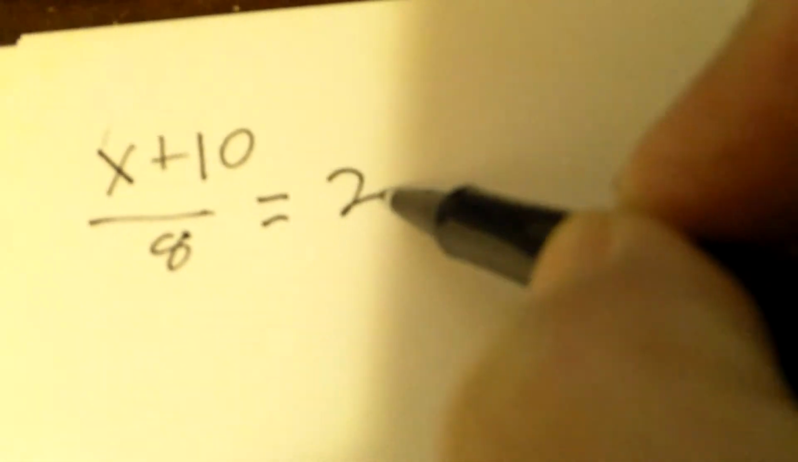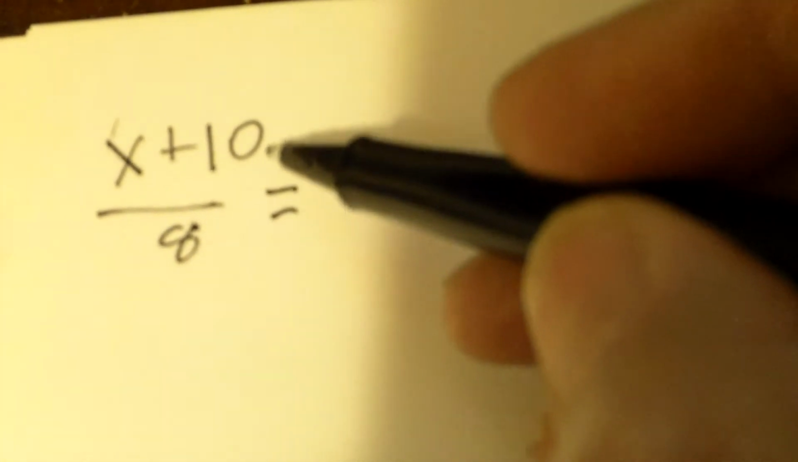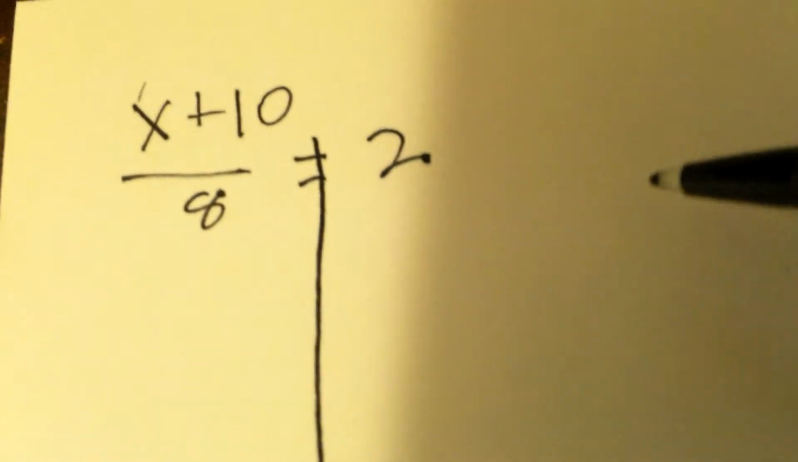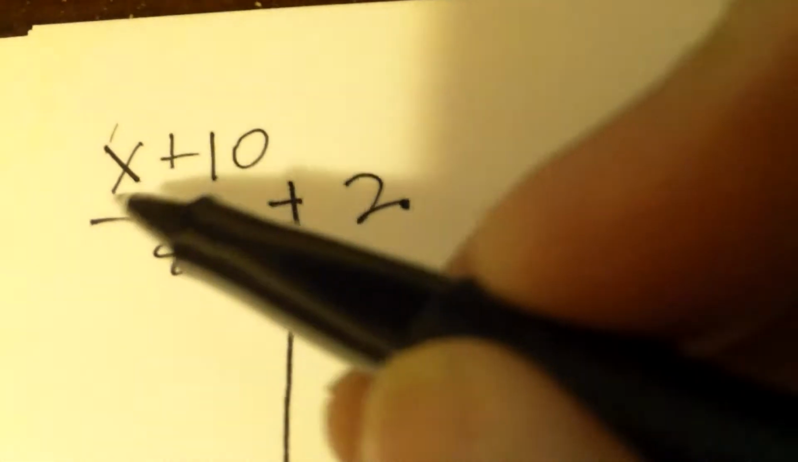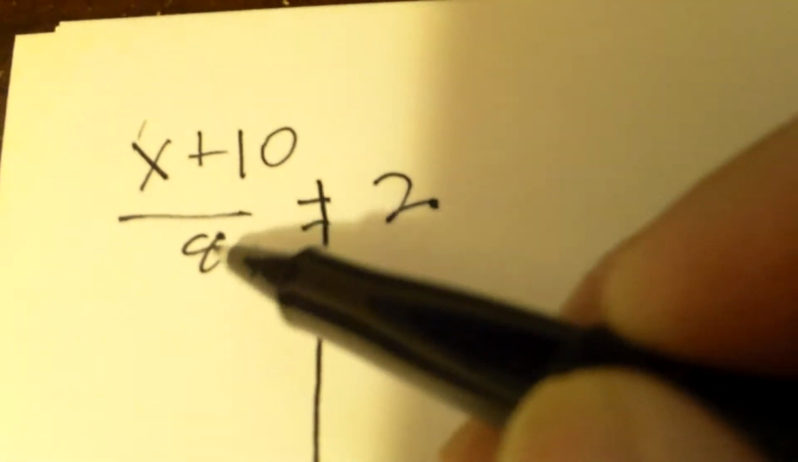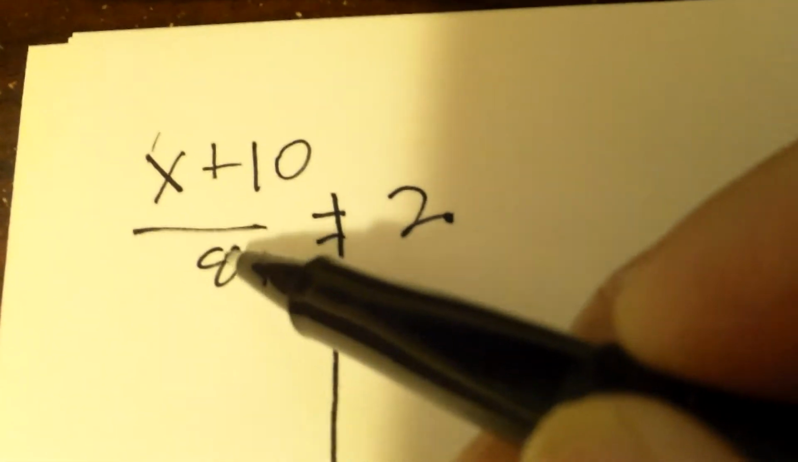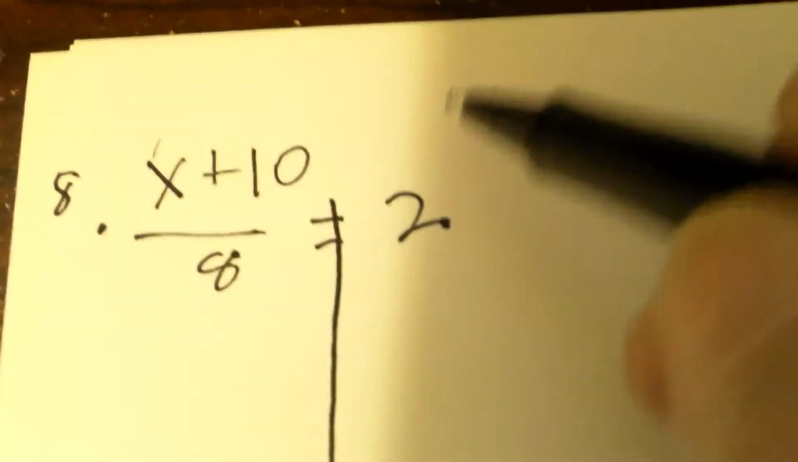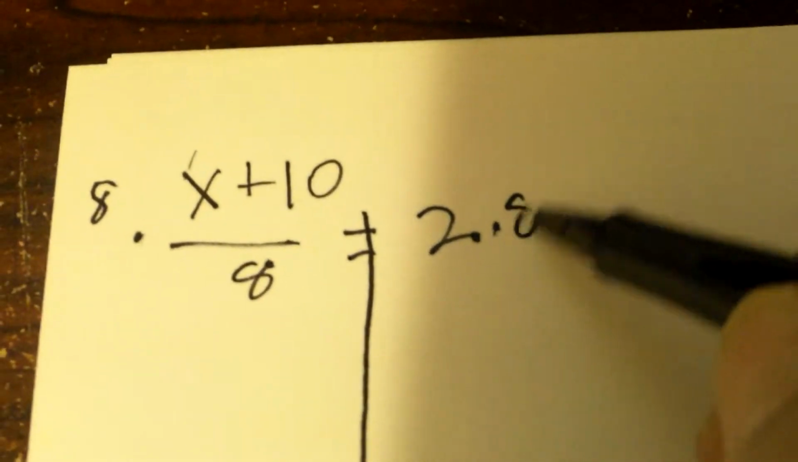Okay, number 1 is (x plus 10) over 8 equals 2. And we want to solve this. So I'm going to put a line down here, and I notice this is a fraction, and I'd love to get rid of the fraction. Well, I notice this side is being divided by 8. The inverse of division is multiplication. So to undo divided by 8, I'm going to multiply by 8, and I'm going to do it on both sides to keep my balance.